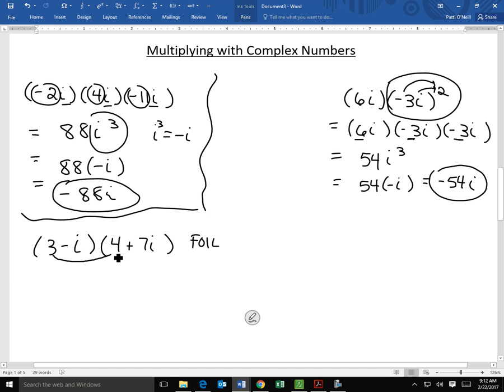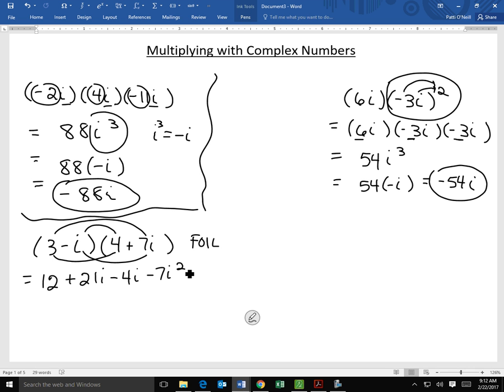We're going to multiply the first terms, which gives us 12, then the outer terms, 21i, multiply the inner terms together, negative 4i, and then multiply the last two terms together, and this is where we need to be a little careful. We get negative 7i squared. When we get to this point, we want to look to combine like terms and simplify any powers of i.